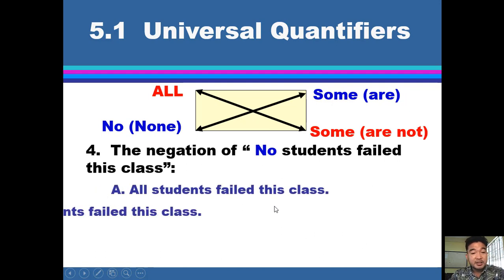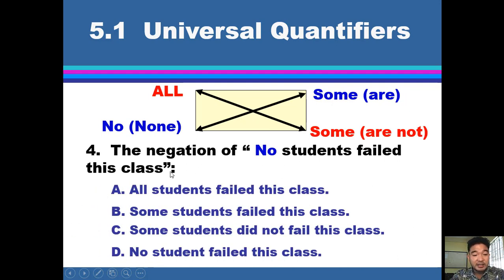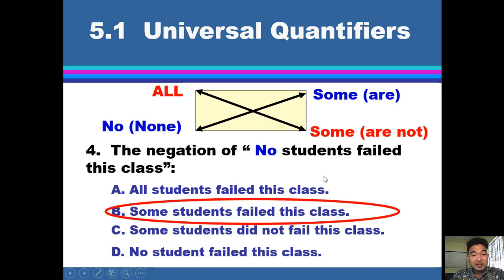Okay. So, the negation of "no students failed this class." Yeah. So, ano ang negation? No students failed this class. No, none. So, ang kabaliktaran niya ay some. So, some students fail this class. So, sila yung dalawang magkabaliktad, the negation statements. Because we know that the reciprocal of no is some and all is for some also.